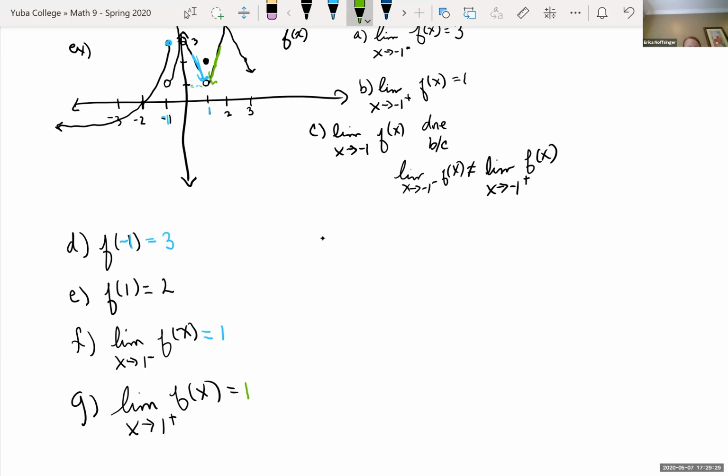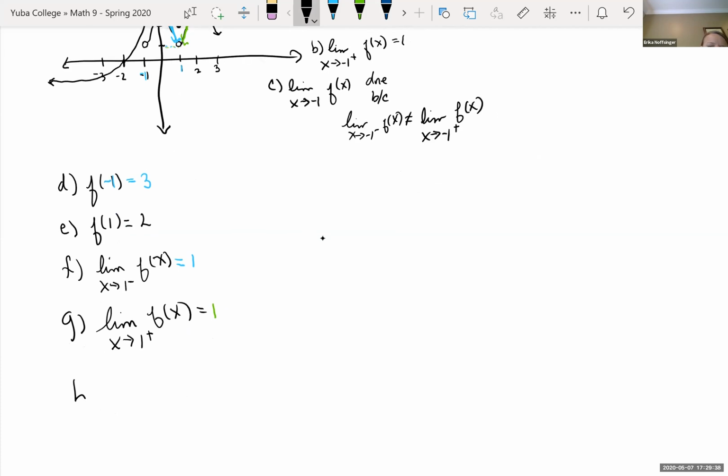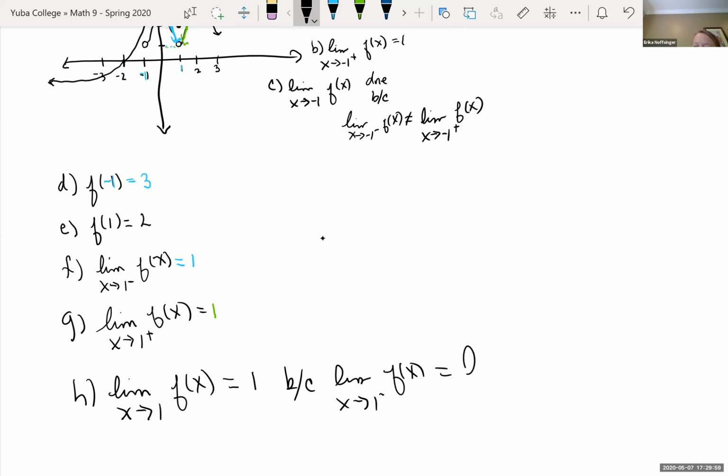So when it asks us in part H if the limit exists as x approaches 1 of f of x, this is equal to 1, because the limit as x approaches 1 from the left is equal to the limit as x approaches 1 from the right.